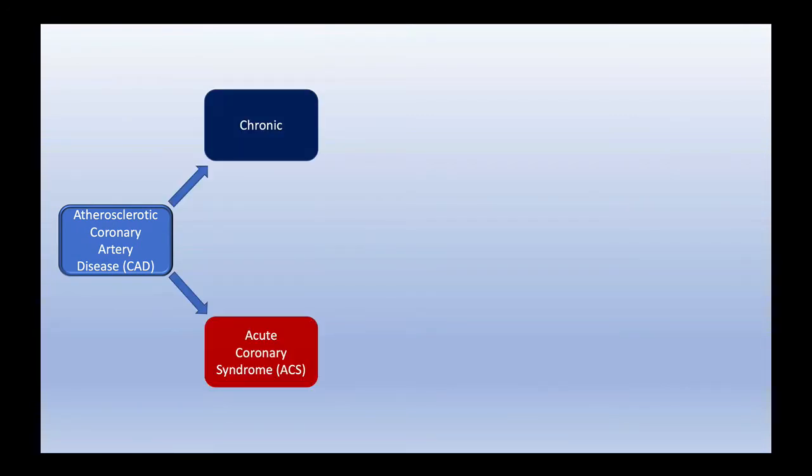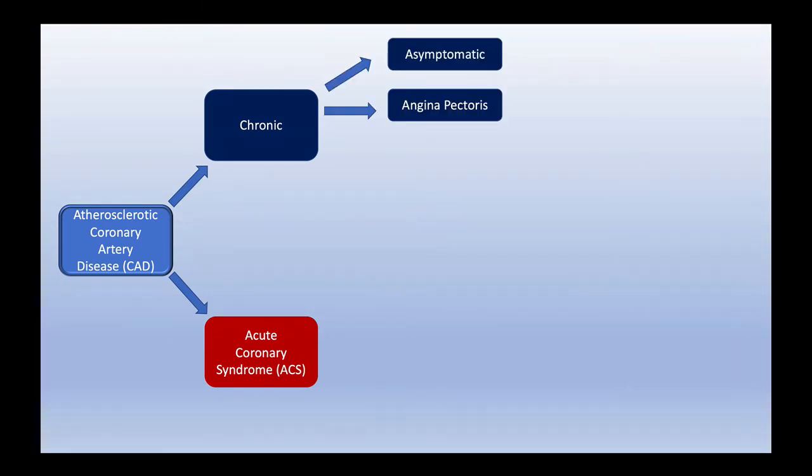Now, coming to classification of coronary artery disease, we are dealing with atherosclerotic coronary artery disease, and we can classify it as chronic and acute coronary syndromes. Now, the chronic ones can further be asymptomatic, or they could present as chest pain on exertion, that's your angina pectoris. Some of them could be severe forms with heart failure.